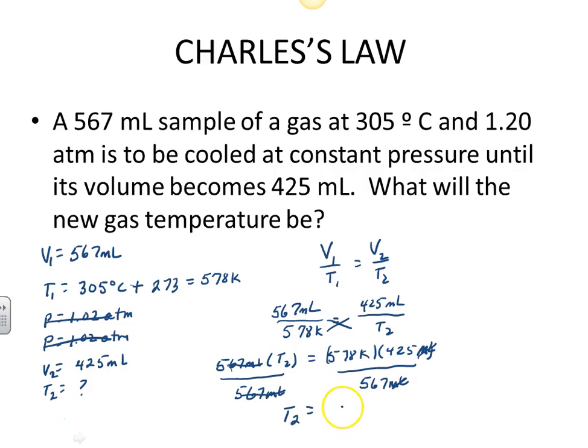So T2 is then equal to 433 Kelvin. If we wanted that in Celsius, so this is actually one answer, that would be an acceptable answer. Minus 273 to get to Celsius is 160 degrees Celsius. Either one of those would be acceptable answers. Okay, those are your examples of Boyle's law and Charles' law, and that ends the video.